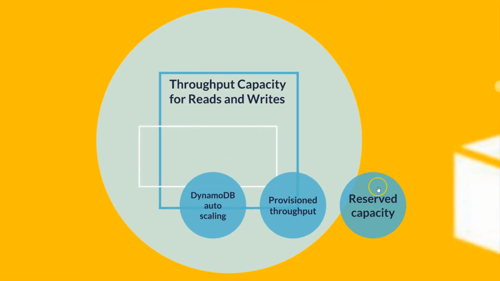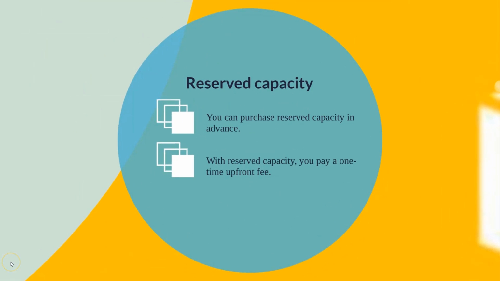Now we will see reserved capacity. As a DynamoDB customer, you can purchase reserved capacity in advance, as described at Amazon DynamoDB pricing. With reserved capacity, you pay a one-time upfront fee and commit to a minimum usage level over a period of time. By reserving your read and write capacity units ahead of time, you realize significant cost savings compared to the on-demand provisioned throughput setting. So this is the concept of reserved capacity.